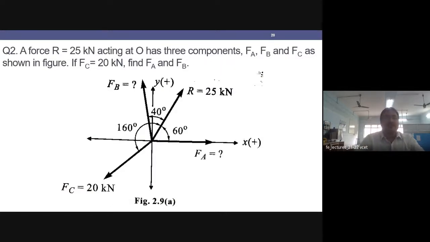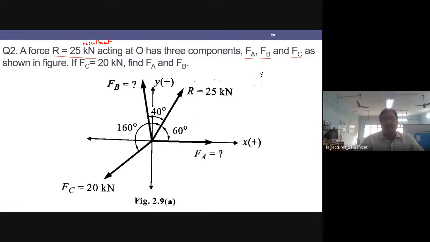Now continuing our discussion from yesterday, we had taken two numericals about coplanar concurrent force system. What is different in today's numerical is that a force of R equal to 25 kilonewton is acting at O and has three components. This is my resultant, and it has three components FA, FB, and FC, as shown in the figure.